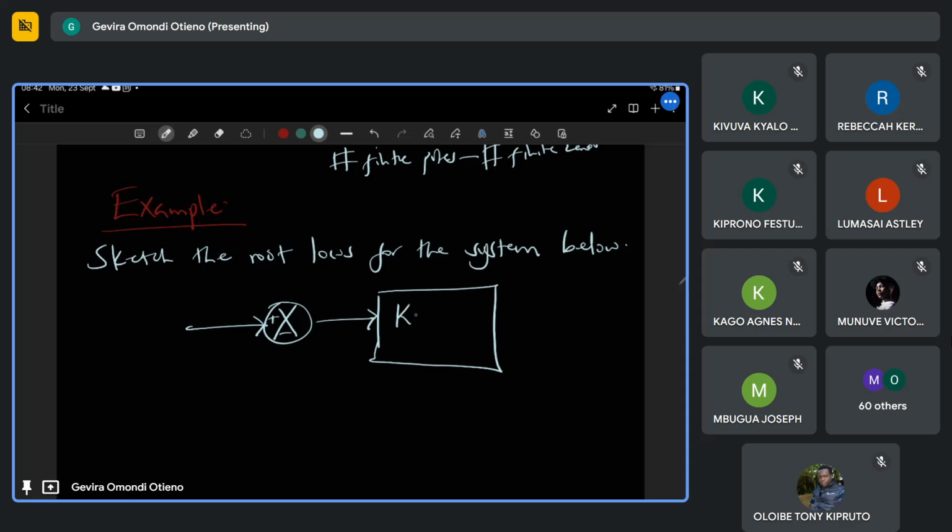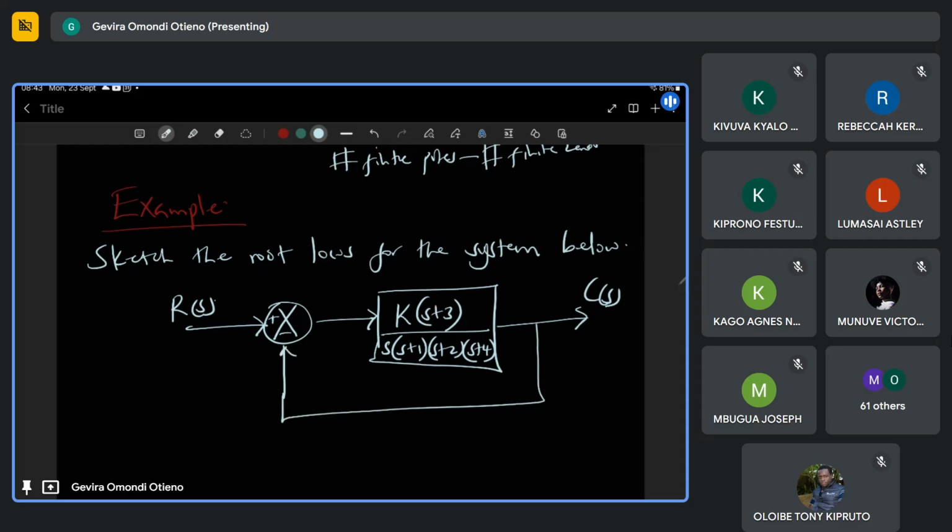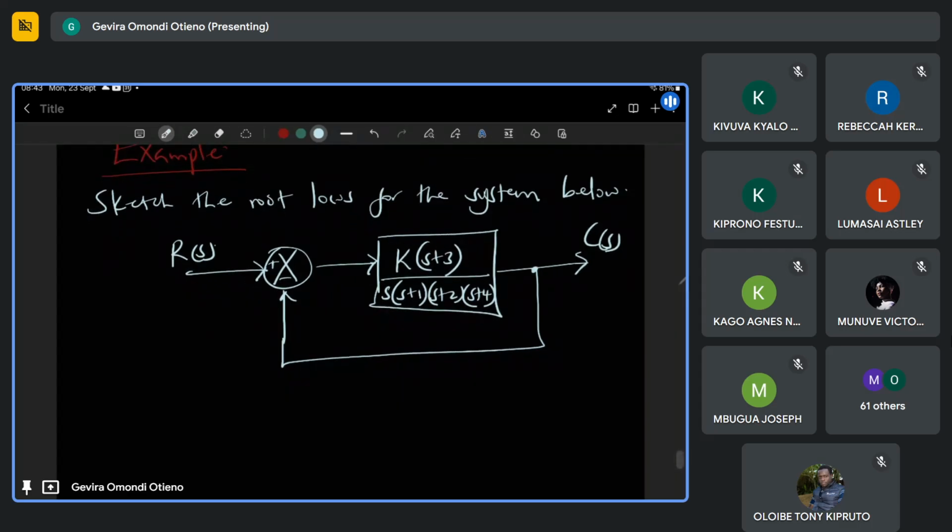It's K (S plus 3) over S into (S plus 1), (S plus 2), (S plus 4). Notice I take my time to label this. You must do that as well. And it's a unity feedback system. So you're supposed to sketch the root locus for this.